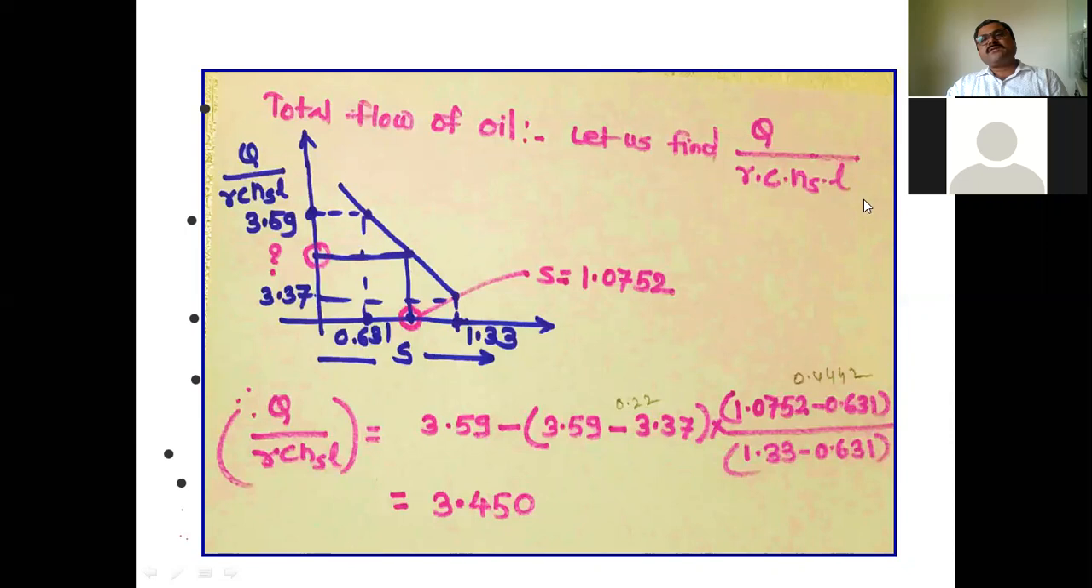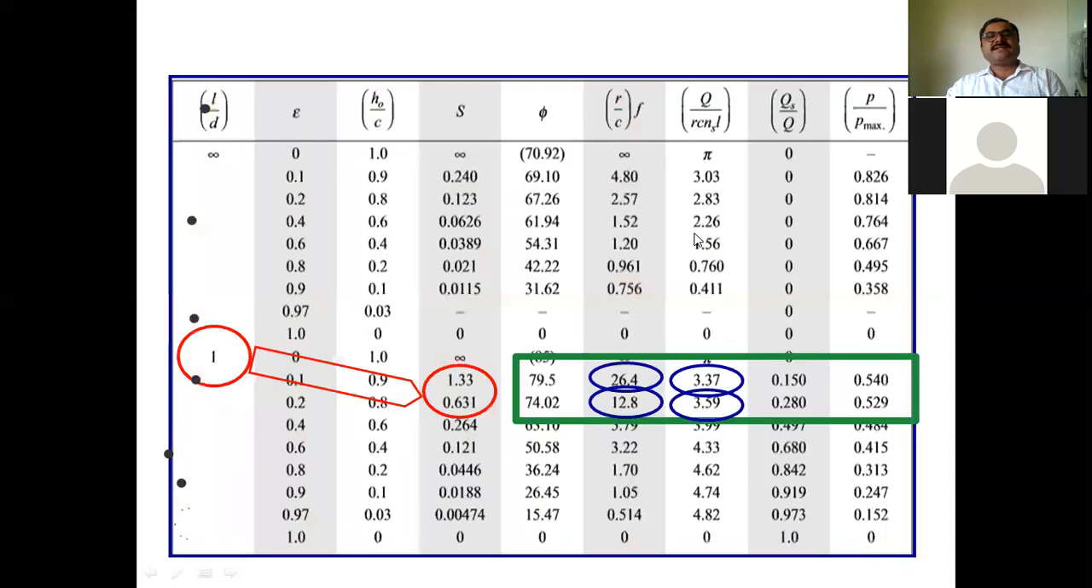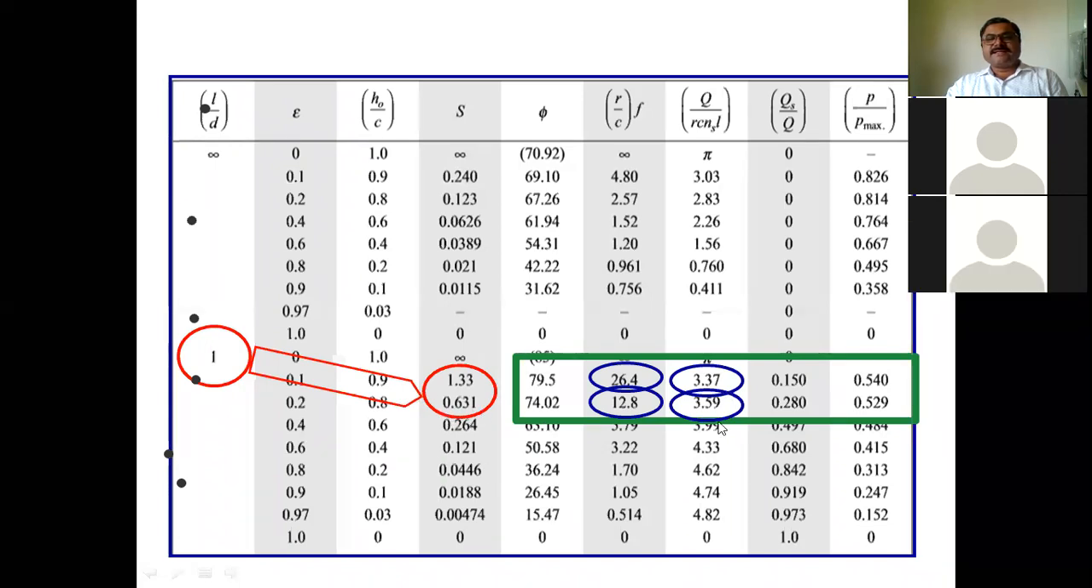Then let us find out the total flow of oil in the bearing. That means we have to find out the flow variable, and flow variable means Q upon R C N S into L. Look at this in the chart. This flow variable Q upon R C N L S. Again here, because S lies in between, the value of this flow variable is also going to lie in between 3.37 and 3.59. Look at this. In this case, as the value of S decreases, the flow is going to increase, but friction is going to decrease.